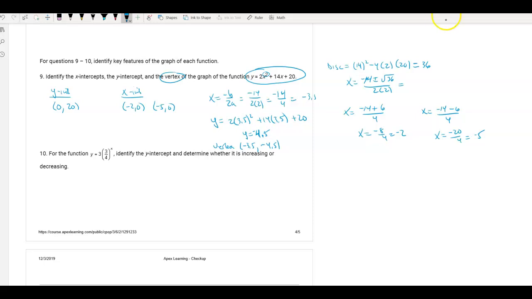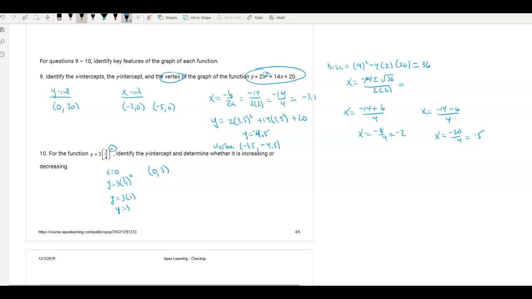Now the next one, for the function y equals 3 times 3/4 to the x, identify the y-intercept and determine whether it's increasing or decreasing. Well, if I let x equal 0, then y would be 3 times 3/4 to the 0. Anything to the 0 power is 1, so 3 times 1 would be 3. So right away, your y-intercept would be 0, 3.